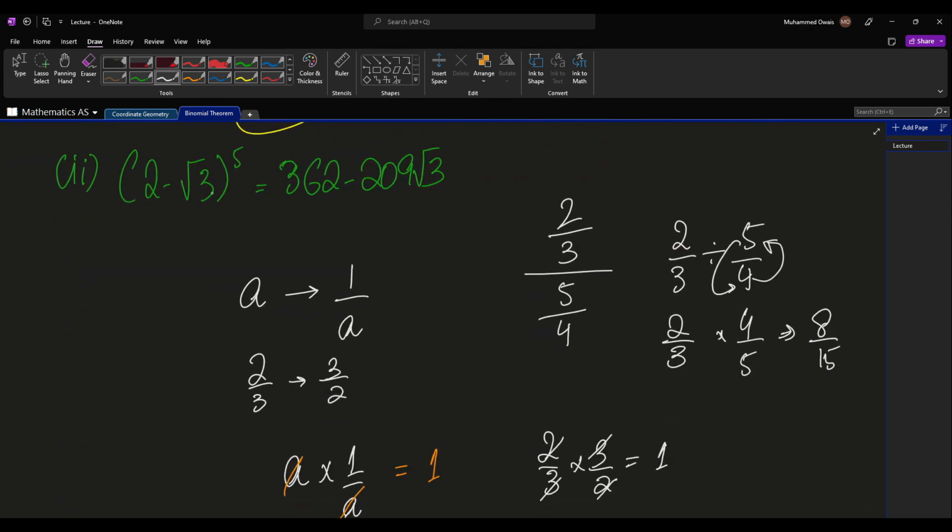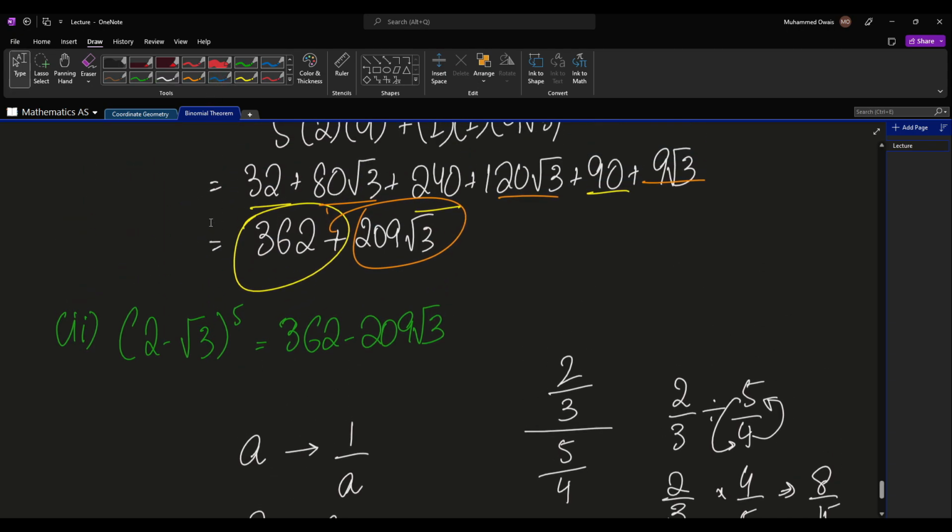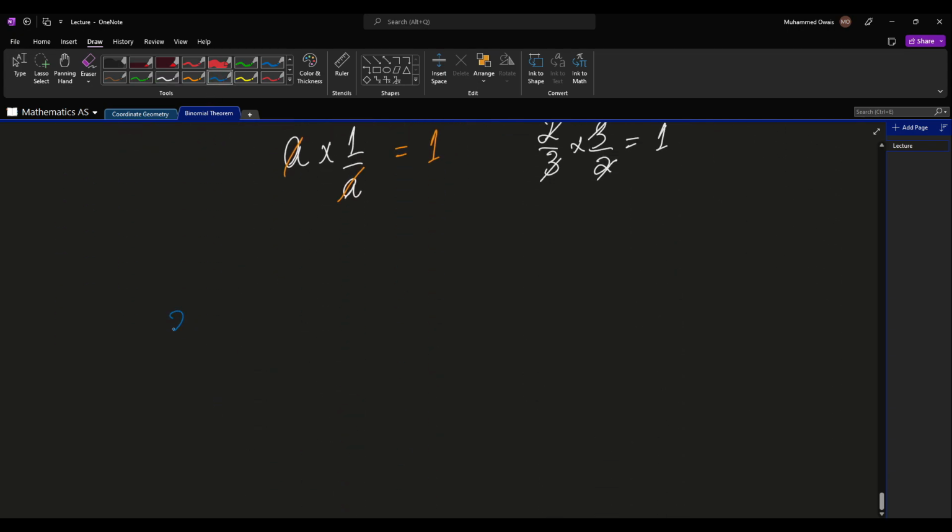So I have the first one as 362 plus 209 under root 3 into 362 negative 209 under root 3, right?